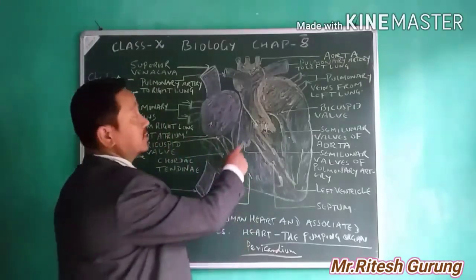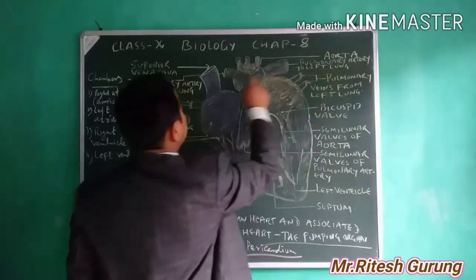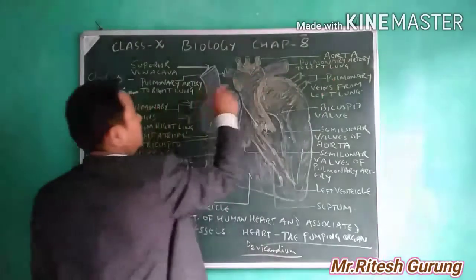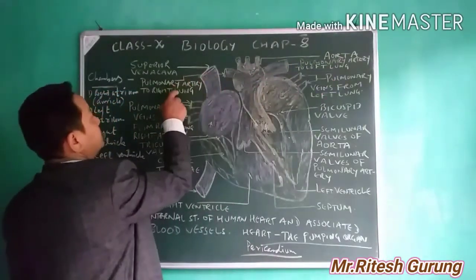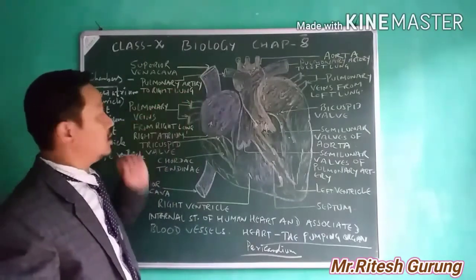So that will be taken through these two vessels, the pulmonary arteries. This one will take it to the left lung, and this pulmonary artery will take it to the right lung.